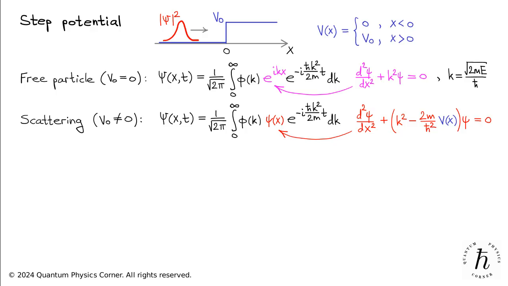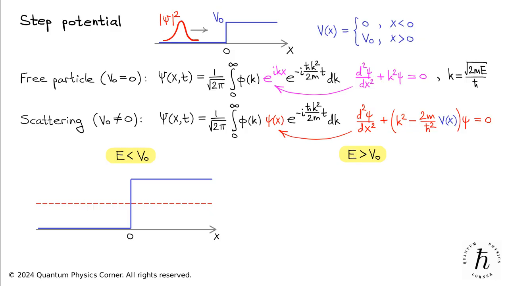In solving the equation, we need to consider two different cases separately: when the particle's energy E is smaller than the potential step V sub 0, and when E is greater than V sub 0. The first case can be schematically illustrated like this, with the red dashed line representing energy E.